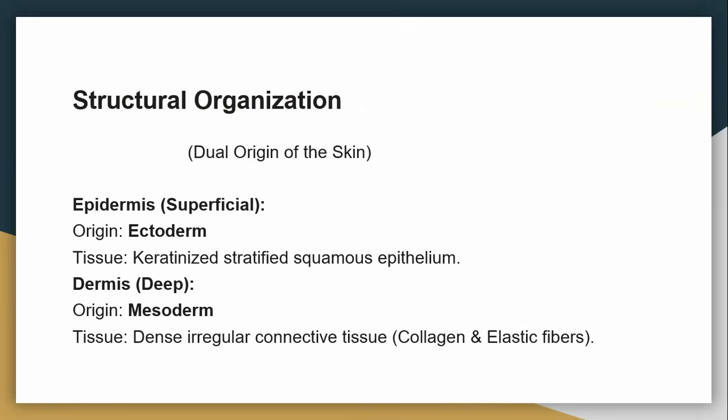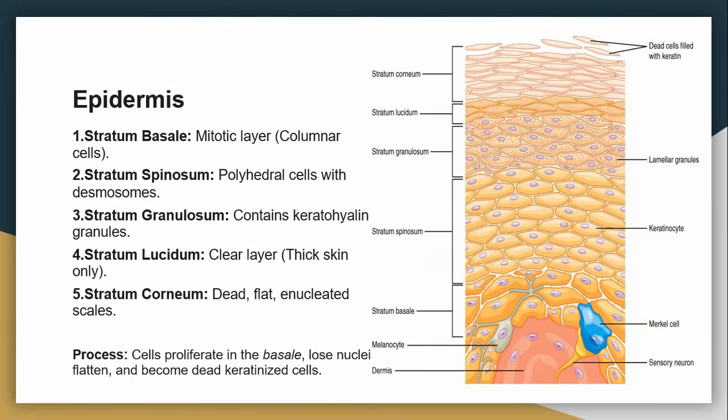Regarding its origin, it has a dual origin. It comes from ectoderm as well as from mesoderm. It has two layers. The outer or superficial layer, as the name indicates, is the epidermis. It comes from ectoderm, and it is basically a keratinized stratified squamous epithelium. The deeper layer is the dermis, which comes from mesoderm and consists of connective tissue, collagen and elastic fibers.